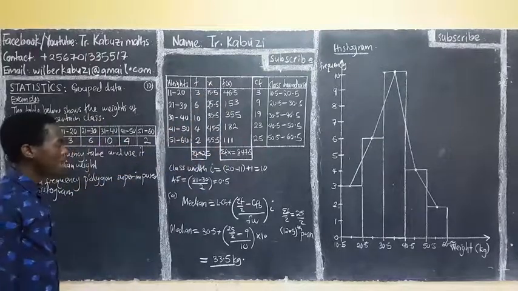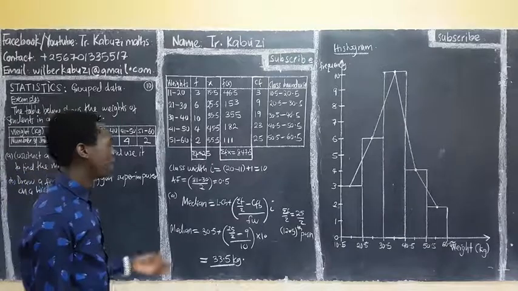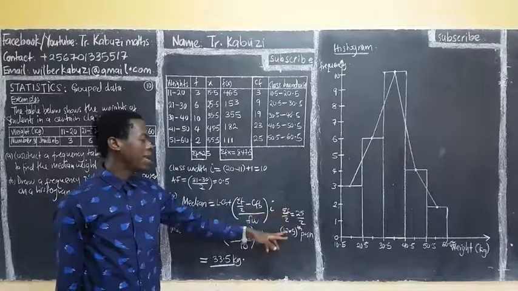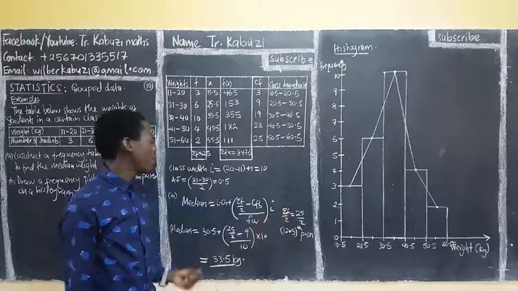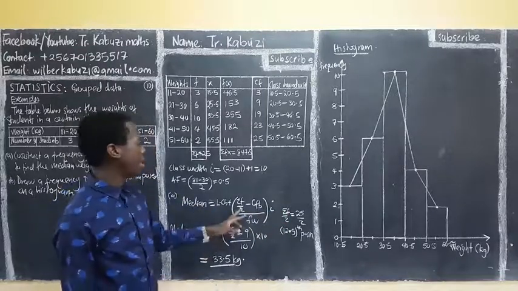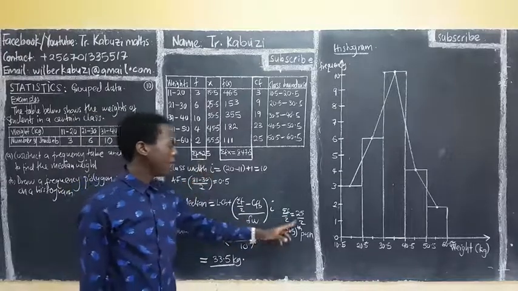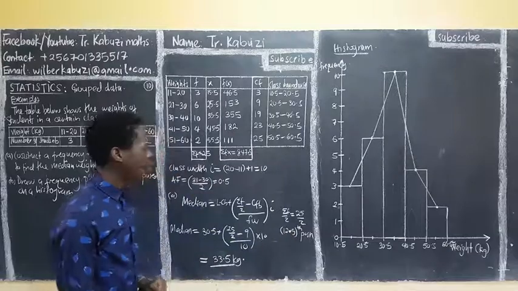Then they are asking us to get the median. This is the formula for calculating the median. We first need to know the position of the median. We get the summation of f, which is 25, divided by 2, and we get 12.5.